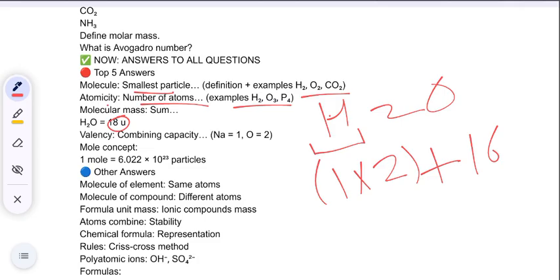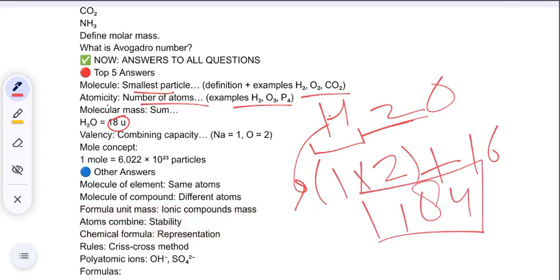Okay, like this, atomic mass of hydrogen is 1. Now because we are talking about 2 atoms here, 1 into 2 plus the atomic mass of oxygen is 16. So 2 ones are 2 plus 16 is 18 u. Okay, understood. Now valency, the combining capacity of an element. For example sodium's is 1, oxygen's is 2.